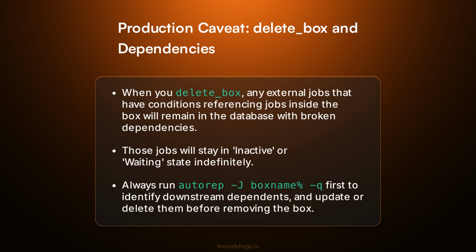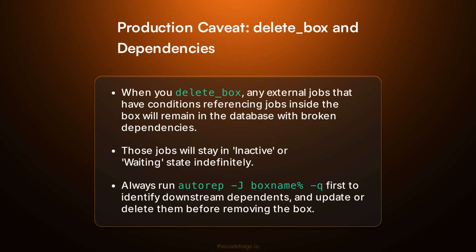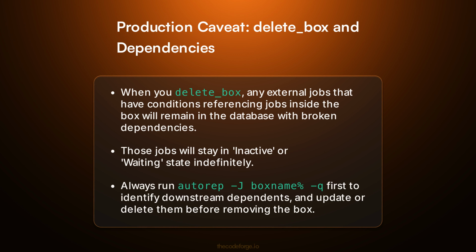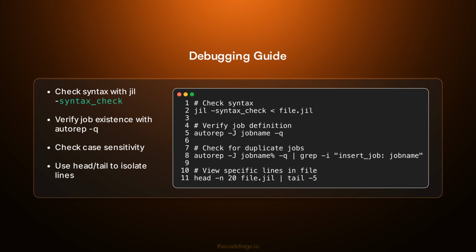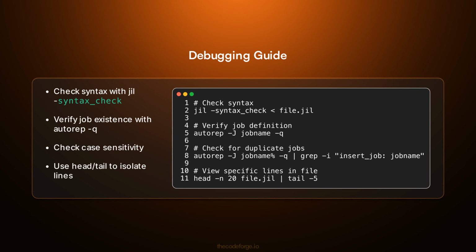When you delete a box, any external jobs that have conditions referencing jobs inside the box will remain in the database with broken dependencies. Those jobs will stay in inactive or waiting state indefinitely. Always run autorep -J box_name -q first to identify downstream dependents, and update or delete them before removing the box. When debugging JIL issues, start with a syntax check.